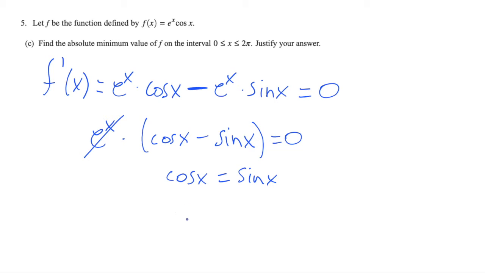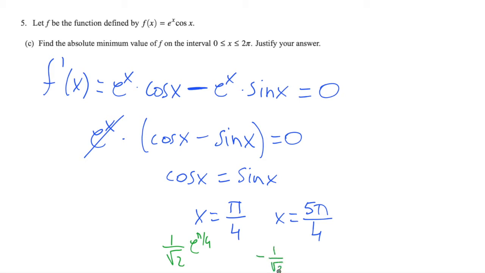Angles that have the same cosine and sine are x equals pi over 4 and also x equals 5 pi over 4. These are two values of x that we can consider, and we need to find the value of the function for each of these values of x. If you substitute pi over 4 in the function, cosine of pi over 4 is 1 over square root of 2, so you get 1 over square root of 2 times e to the power of pi over 4. And if you substitute 5 pi over 4, you get negative 1 over square root of 2 times e to the power of 5 pi over 4.